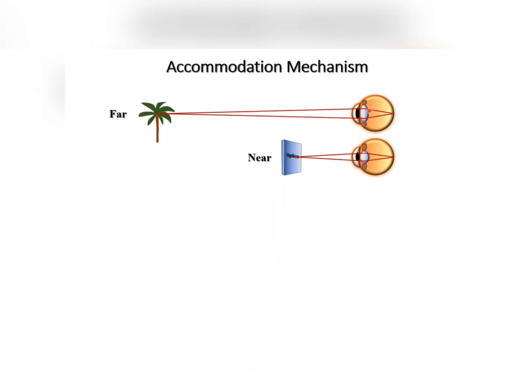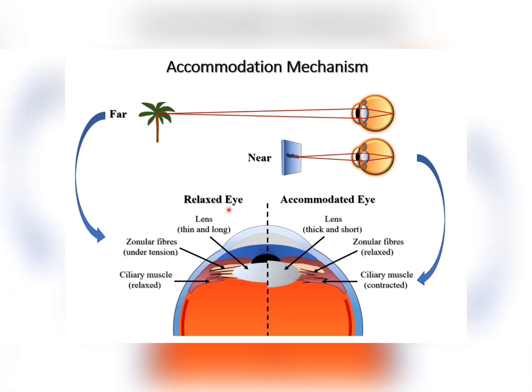When a person is looking at a far object, the eye is in a relaxed state. Then the lens is thin and long like that. You can also see here, and in that case the zonular fibers are under tension, but the ciliary muscles are relaxed.